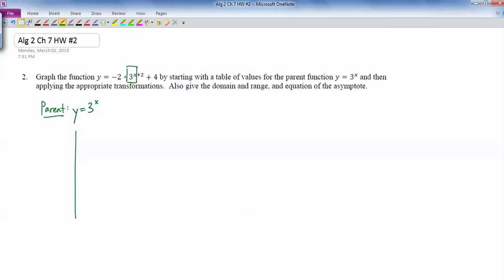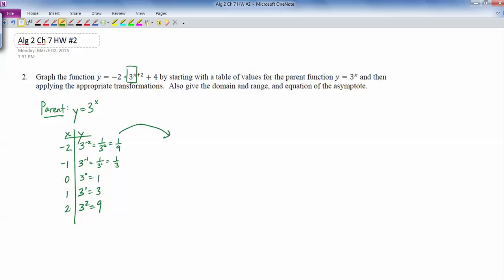And when we make a table for a parent exponential, we're always going to just choose the same values to start with. -2, -1, 0, 1, and 2. Okay, so 3 to the -2, if I were to plug that in, that's really 1 over 3 squared. So that's going to be 1/9. And if I did 3 to the -1, well, that's 1 over 3 to the first, which is 1/3. And then 3 to the 0 is 1, because almost anything to the 0 is 1. Then 3 to the first is 3, and 3 squared is 9. So there's my first chart.